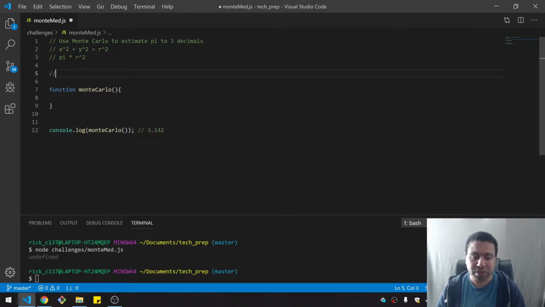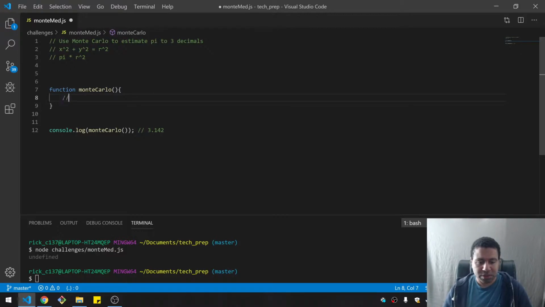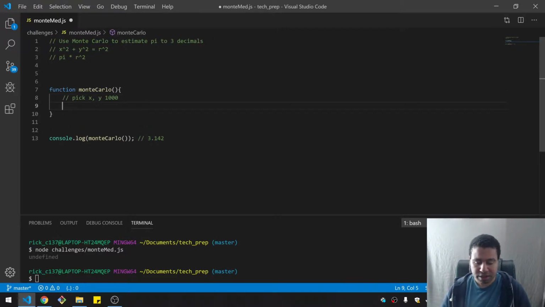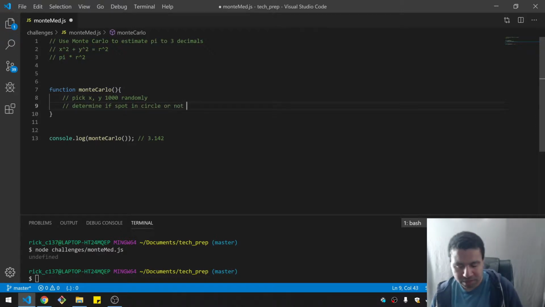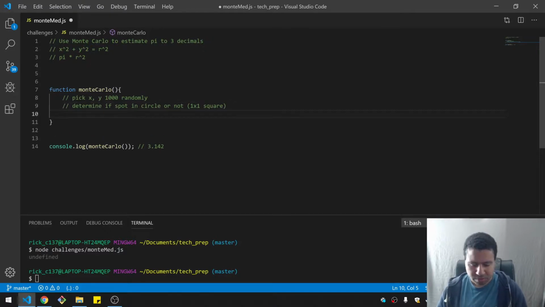So the idea is we're going to pick x, y like 1,000 times randomly. That's part of it. Determine if the spot is in the circle or not. And this is a 1x1 unit square. And then find the ratio and multiply by 4. We have to multiply by 4 because we're doing this in a quarter circle technically.